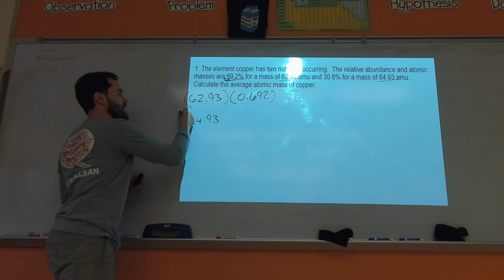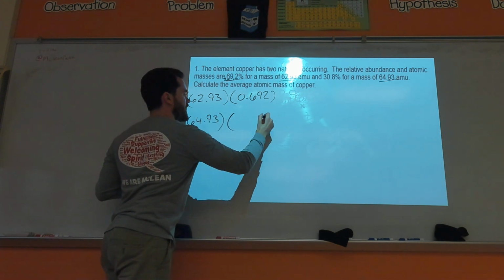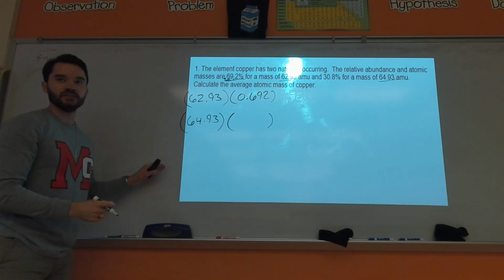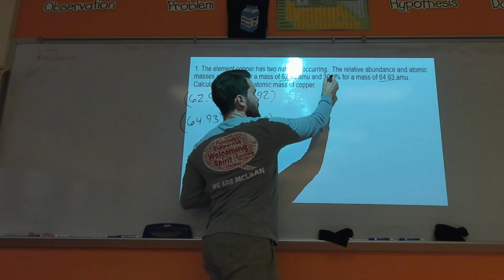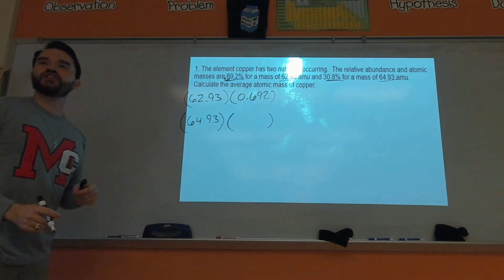So then for your next mass number, multiply that by its percent abundance. So that's going to be the other percentage, the 30.8. What would 30.8 as a decimal be?